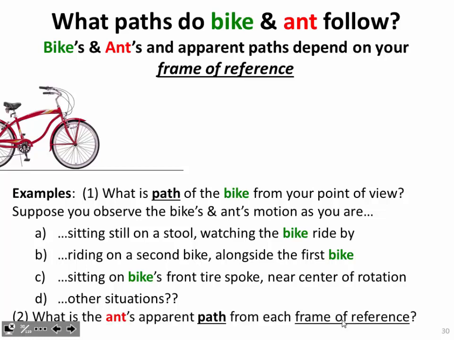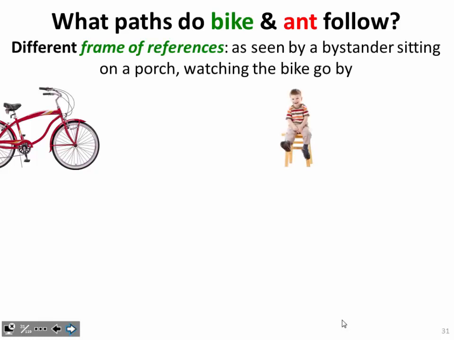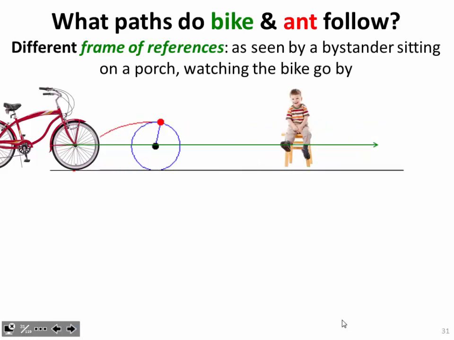Okay? So, my question is, what about the ant's path from each frame of reference? What does the ant appear to be doing? Remember, we have the ant on the edge of the tire rolling around. What does the ant look like from your side view over there, or if you're riding on the bike, or if you're sitting on the hub of the bike? That's what the ant's path looks like.